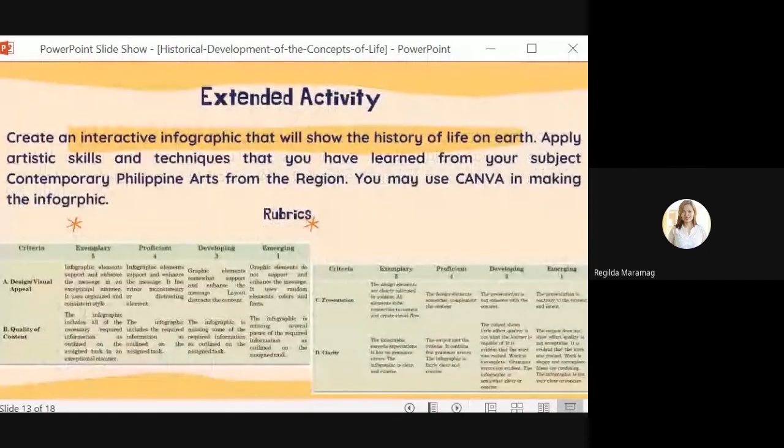Okay, for your assignment, grade 12. So you're going to create an interactive infographic that will show the history of life on Earth. Apply artistic skills and techniques that you have learned from your subject, contemporary Philippine arts from the region. Take note of the rubrics for your guide in creating the infographic.